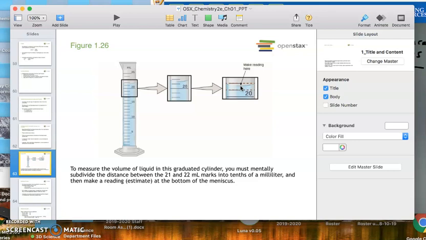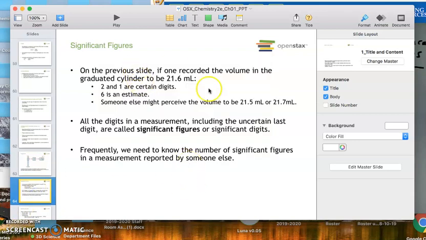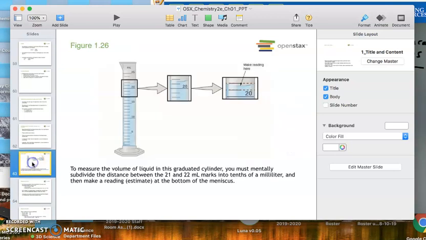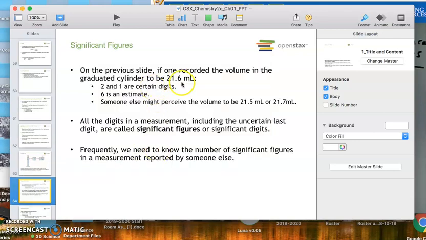So how much water do we have in this graduated cylinder? Somebody may say you have 21.6. Somebody may say it's 21.7, or 21.5. So the 2 and the 1 are certain. We definitely know you have at least 21 milliliters in this graduated cylinder. But because the water is in between the hash marks, there's a bit of uncertainty as to how much you really have. So that last digit is your estimated digit. The 6 here is the estimated digit.